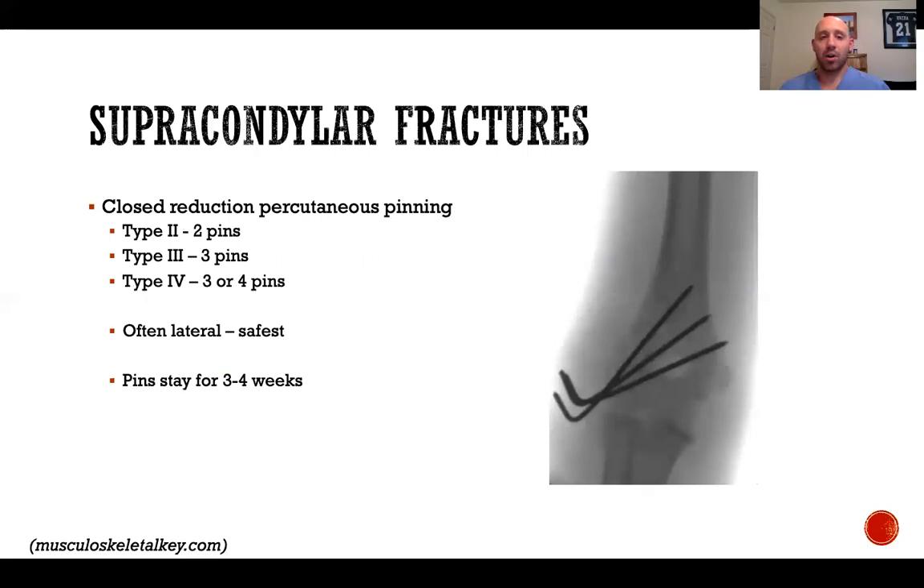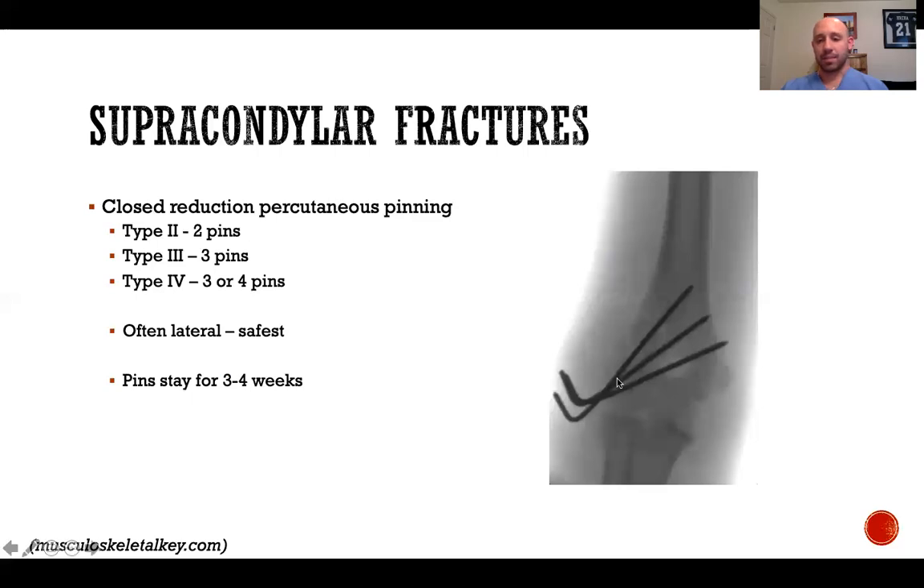So I've been talking about closed reduction percutaneous pinning. Let's just talk a little bit about more specifics about this. So the majority of the time, we're going to introduce our pins laterally, and this is because it's the safest. On the medial side, you have the ulnar nerve, and so you can potentially injure that if you introduce pins on the medial side.